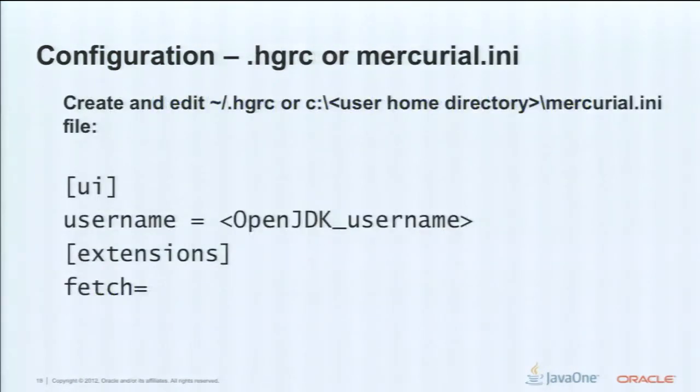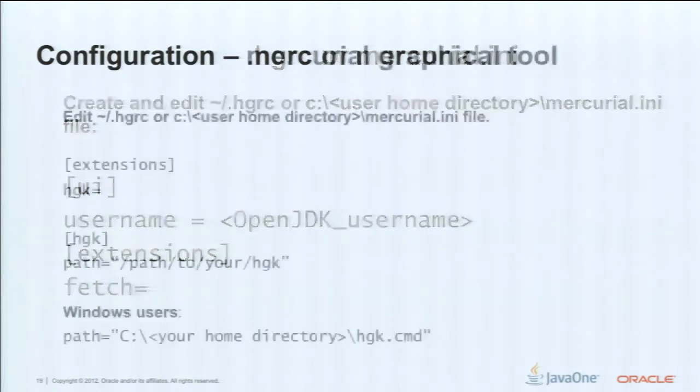Okay, and how to configure Mercurial? Mercurial has a special configuration file called mercurial.ini on Windows and .hgrc on Unix systems. It contains just your username and your extensions, and it may also contain other fields that we are going to talk about later. The username is just your OpenJDK username. Extensions could be different. We have so many extensions in OpenJDK that you may use, but we just talk about some of the main ones here.